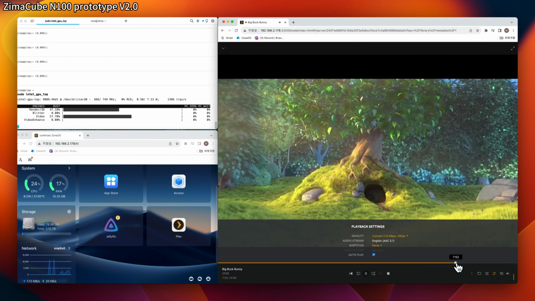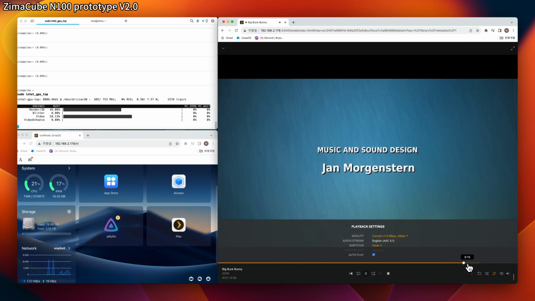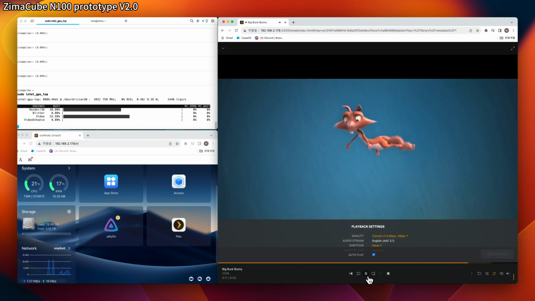We eagerly anticipate the next generation Zimacube Pro to deliver even more remarkable performance capabilities.